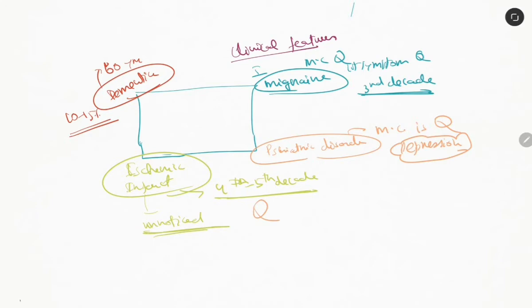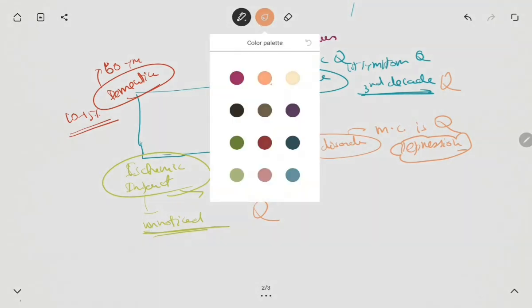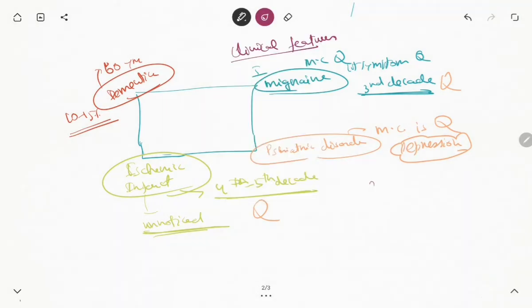So your migraine is seen as a first symptom and it is most common in your third decade, followed by ischemic infarct, followed by dementia, and your psychiatric disorder, that is depression. Seizures, apart from this, seizures may be present. If seizures set in, then the prognosis of the disease is around 10 to 15 years.